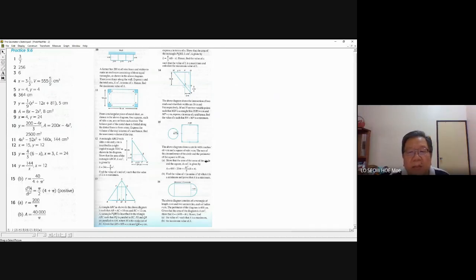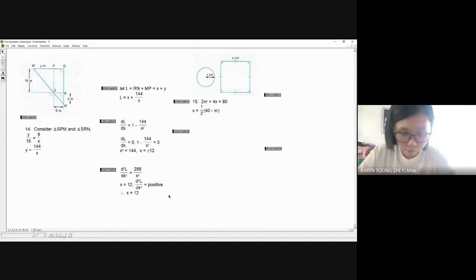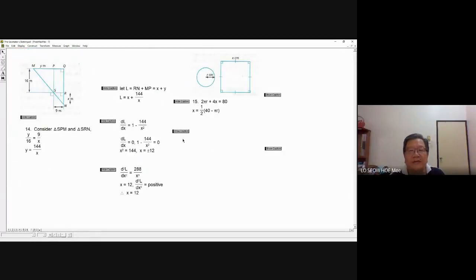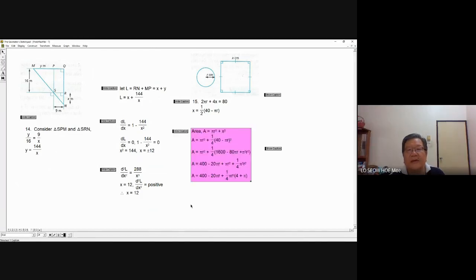Show that the sum of the areas of the circle and square, A cm squared, is given by this expression. So they want us to find the sum of two areas. The sum of two areas A is pi r squared plus x squared. Pi r squared is the area of the circle. X squared is the area of this square. You add up the two, that will give you the area that they want.